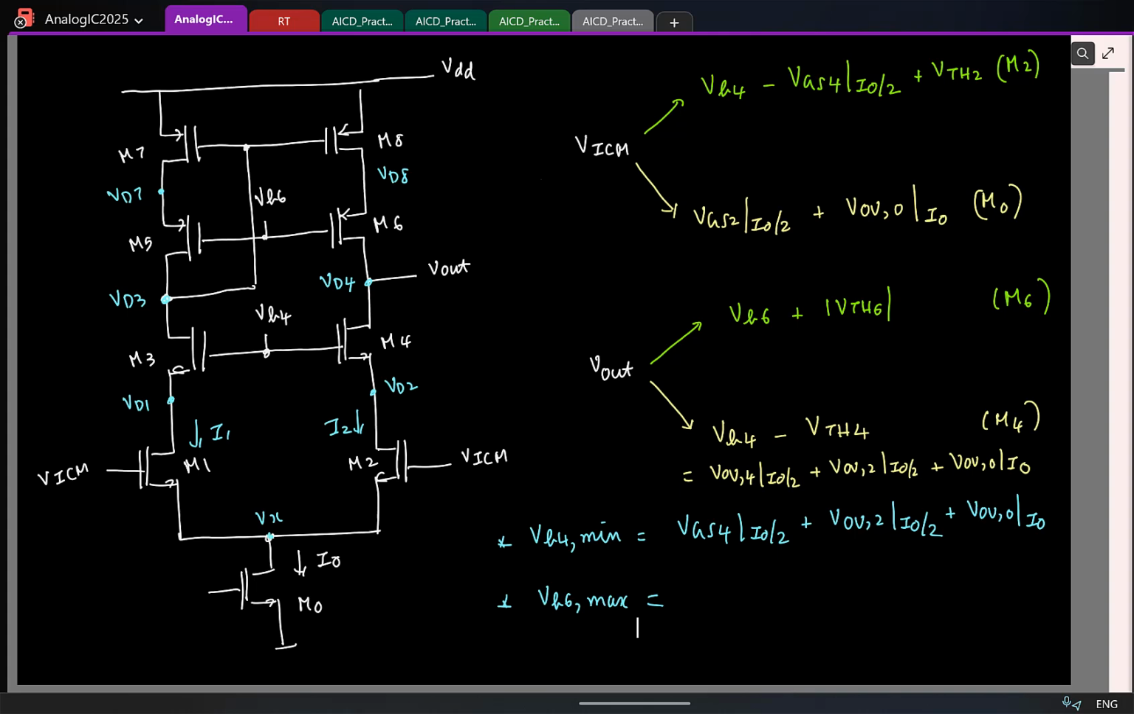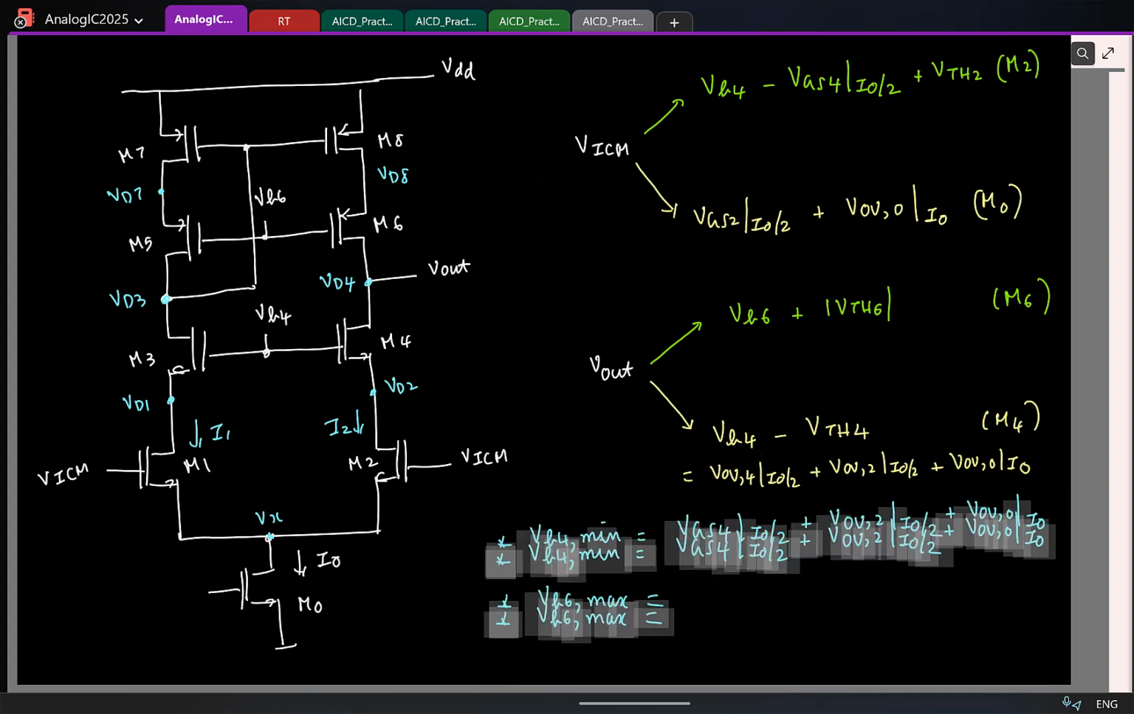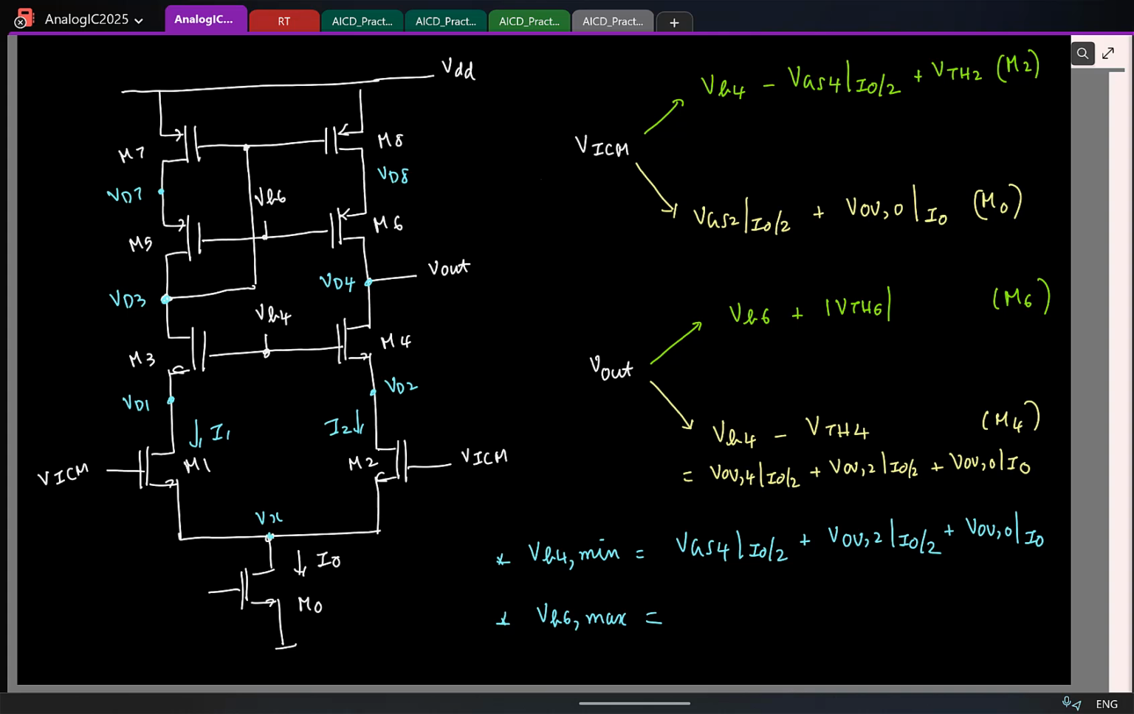So the exercise is the same. I'll now try to find, if I increase VB6, which transistor can go out of saturation. So I am increasing this voltage. What will happen? M3. Why M3? M3 is here, VB6 is here.